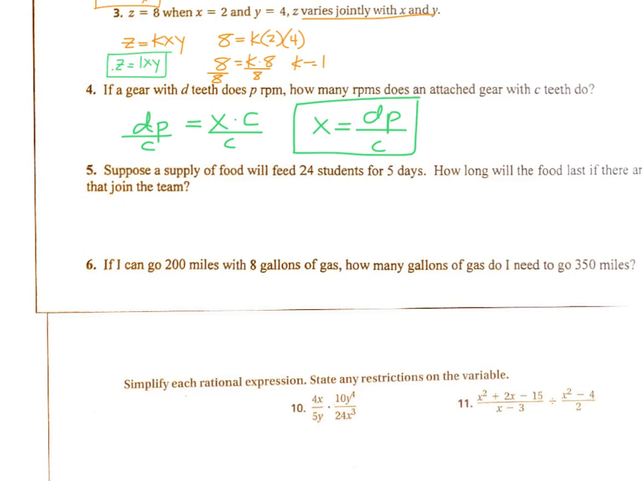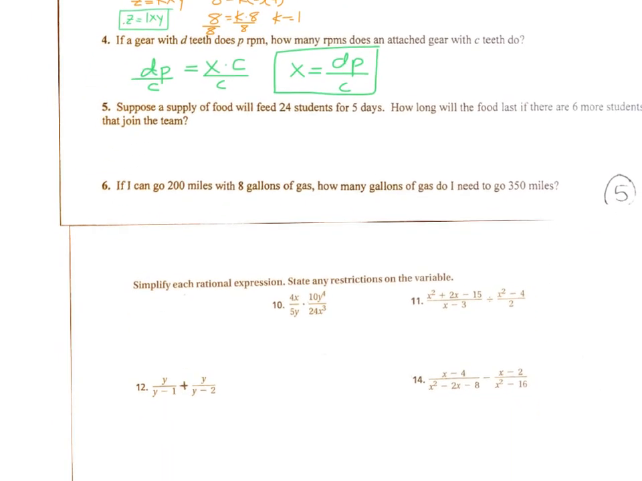Okay. And then number 5 is a similar idea. Suppose the supply of food will feed 24 students for 5 days. How long will the food last if there are 6 more students that join the team? So remember, when one is going up and the other is going down, that's inverse, just like number 4. So we're taking products to find our answer.